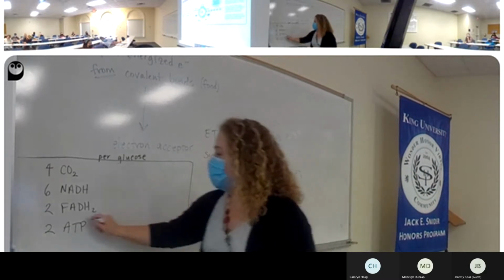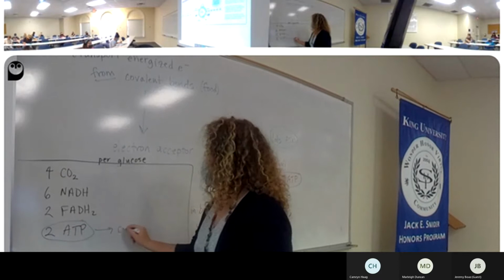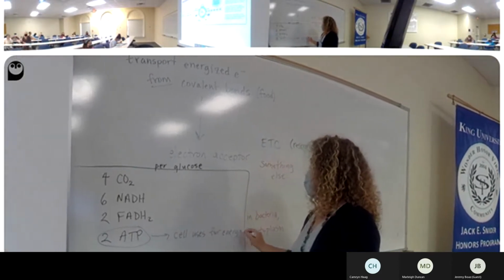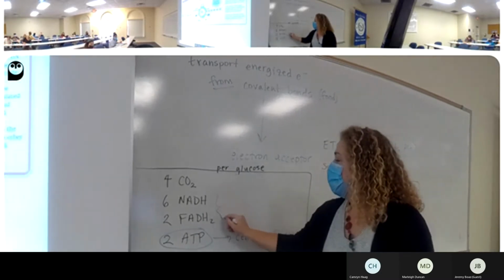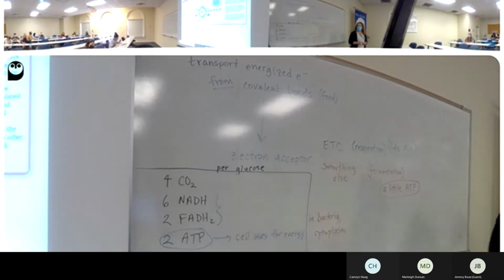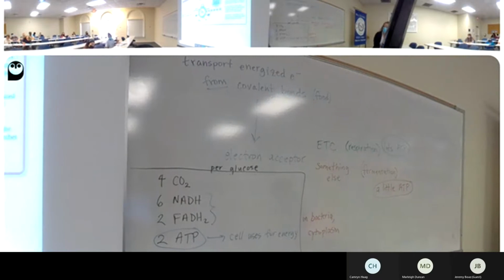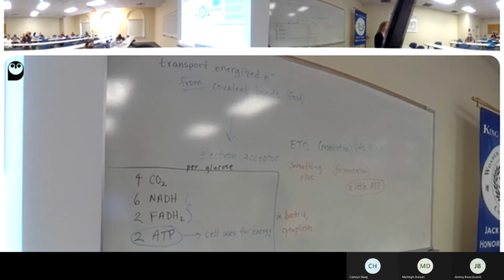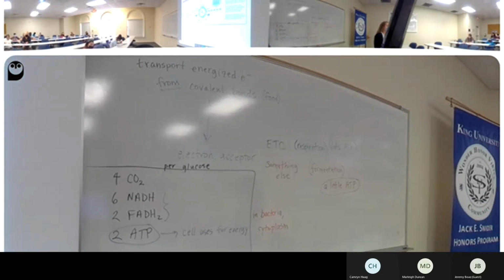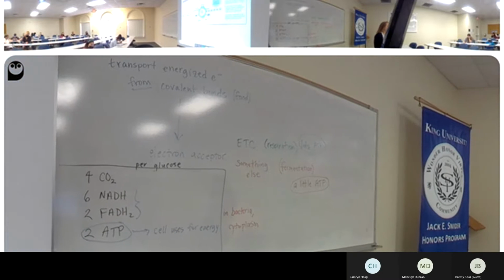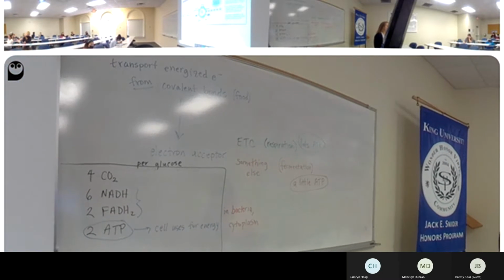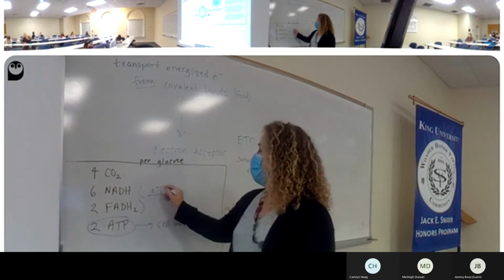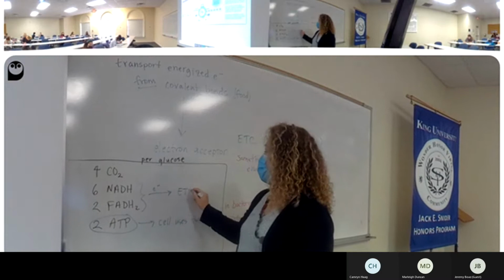ATPs, great, the cell can use those. Cell's going to use those for energy. Where should the NADH Uber and the FADH2 lift take electrons? Where are they going to go? Yeah, they're going to take electrons to the electron transport chain.